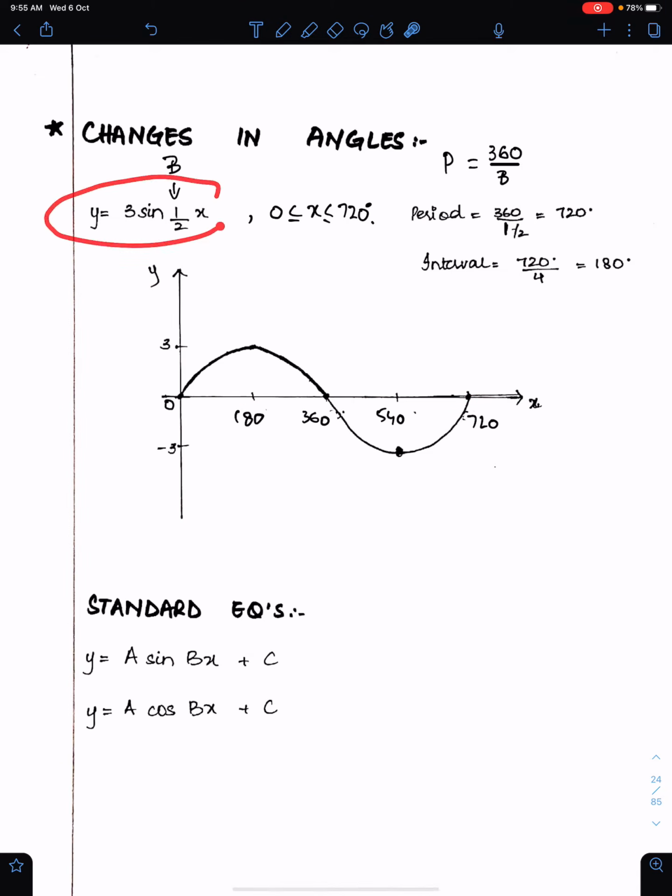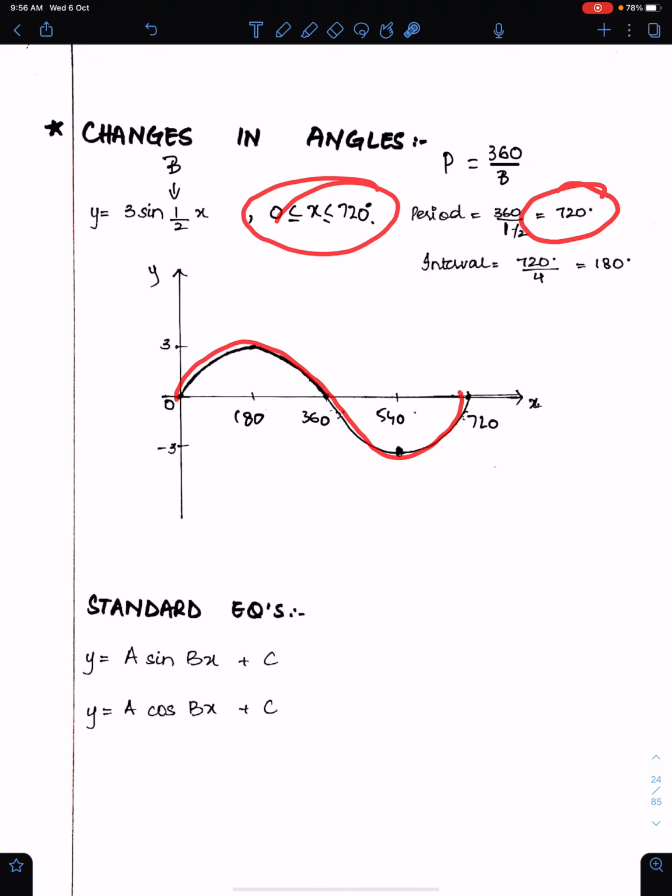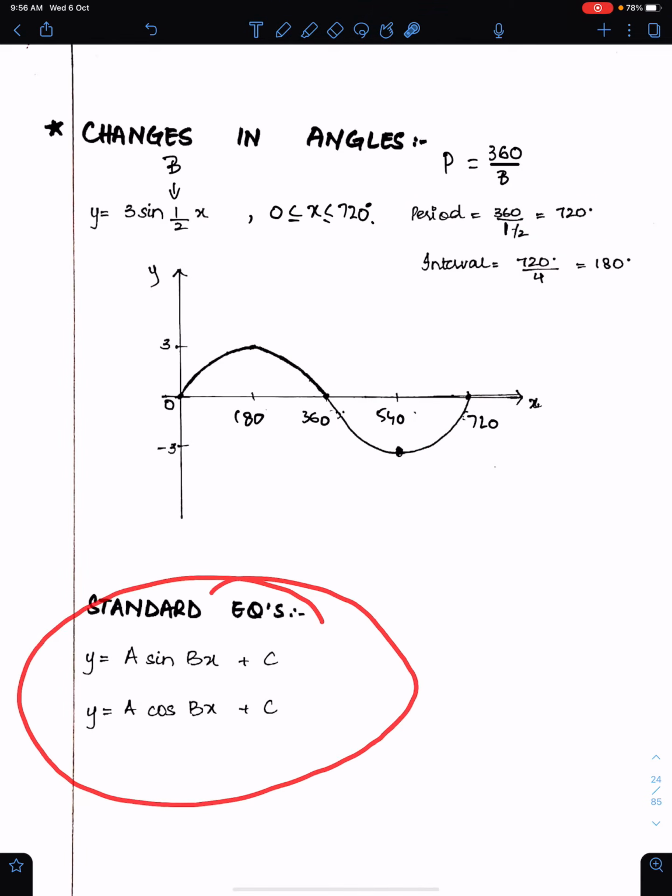And we have to sketch this function for this domain. So this is the sketch of this function for this domain with this half x and 3. This is 3, so this is 3, and this is also 3 but minus 3 because this number is below the x-axis. So for this domain we have one complete curve because the period of this curve is 720. These are the standard equations of sine and cos.